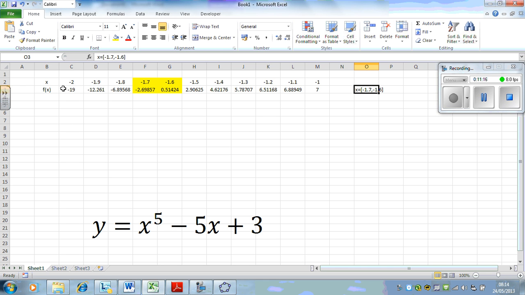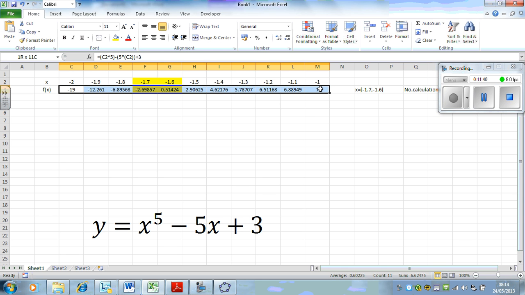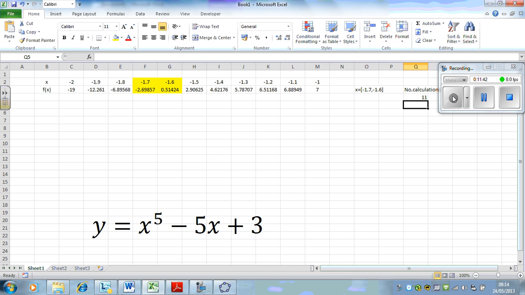This is what we call an iteration. After one iteration, we've managed to get x between minus 1.7 and minus 1.6. Now the trouble is, if we count the number of calculations we've done, 1, 2, 3, 4, 5, 6, 7, 8, 9, 10, 11. The number of calculations is 11. Excel has calculated 11 different values just to get the root in between those two values.